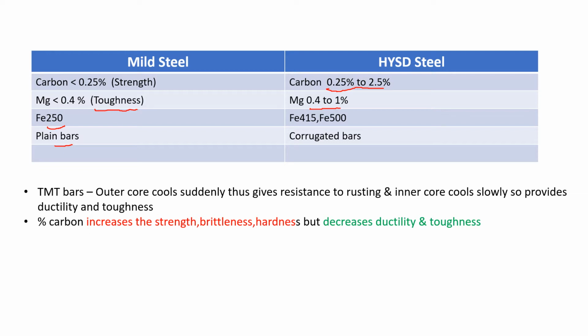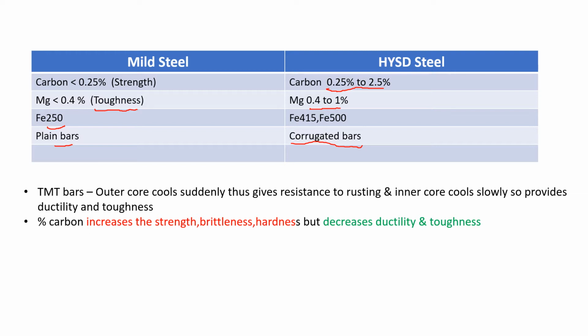The main property in HYSD is that we have corrugation on the bar surface. Corrugation on the bar surface means there is a hatching on the bar which will provide a good bond between concrete and the steel rebars.